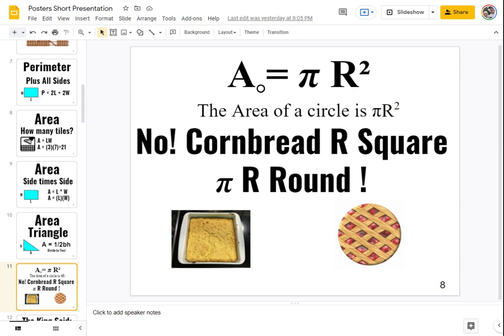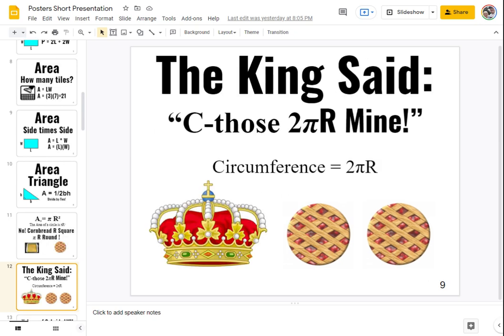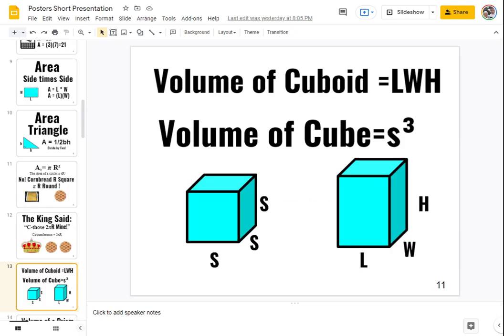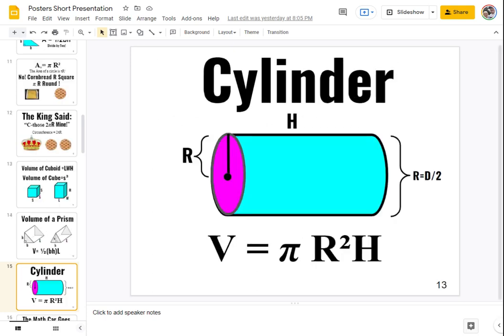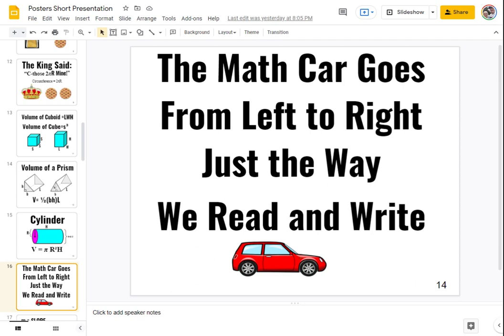No, it's not round, it's square. The king said, see, those 2 pi are mine. The circumference of a circle is 2 pi r. Volumes of cubes, volumes of prisms, volumes of cylinders.